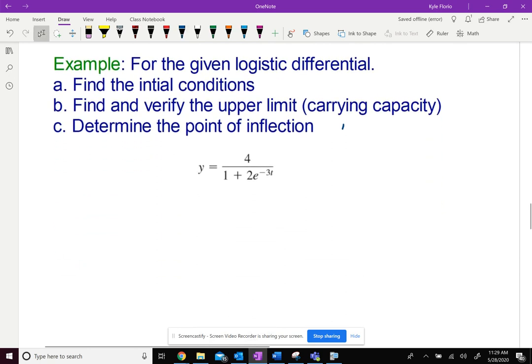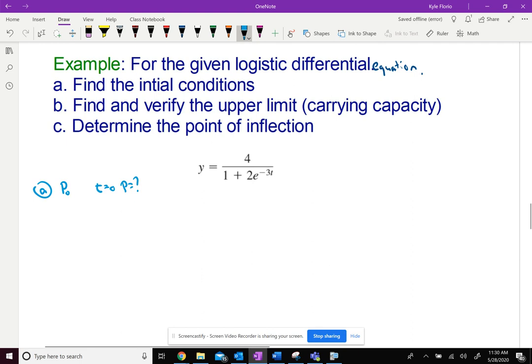So here's an example for the given logistic differential equation. We need to find the initial conditions, find and verify the upper limit, and determine the points of inflection. So first, the initial condition. We want to find out what's the population when the time is 0. So when t equals 0, what's the population?